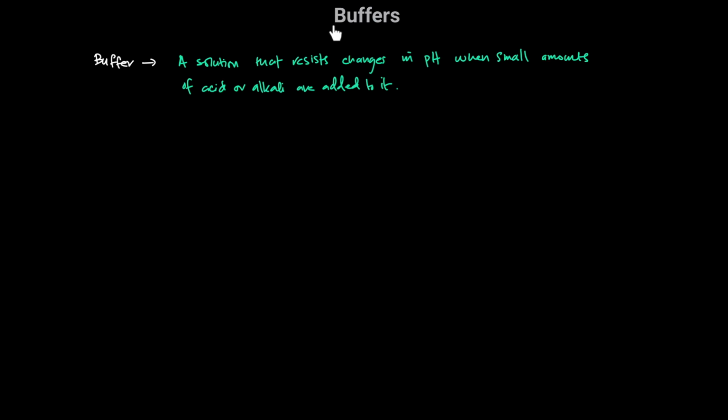When we talk about buffers, we have two types: acidic buffers and alkaline or basic buffers. We're going to start with acidic buffers. Now, what exactly is an acidic buffer? An acidic buffer is a solution of a weak acid and its conjugate base.